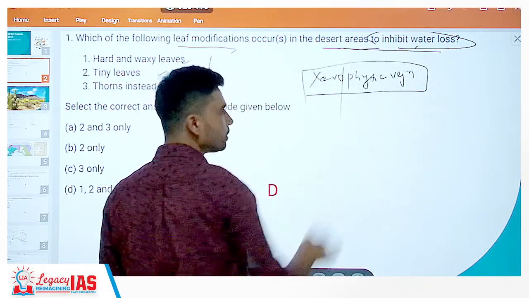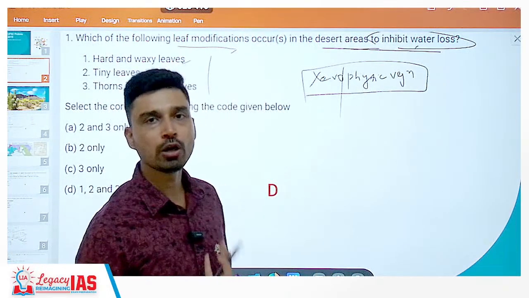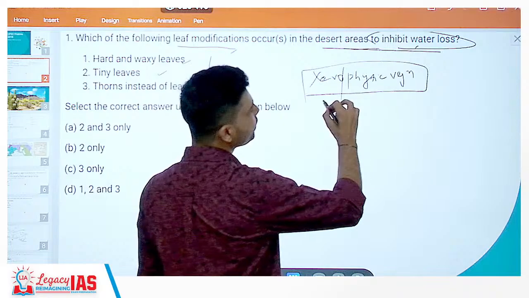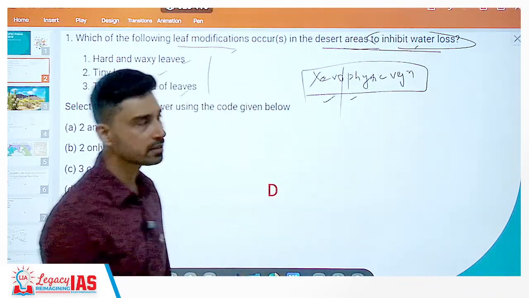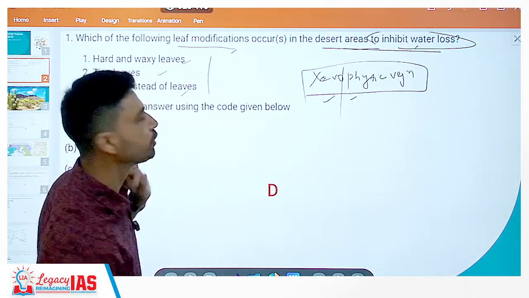Now xero means dry region, xeric, that is dry region. Phytic means which likes or loves the dry region. So such vegetation which thrives and survives in dry regions is called xerophytic vegetation. So xerophytic vegetation, all of these modifications that are given here.